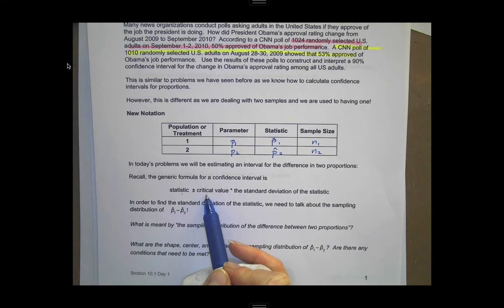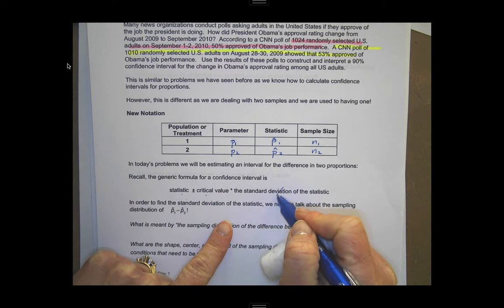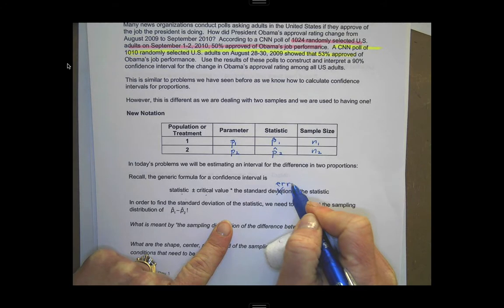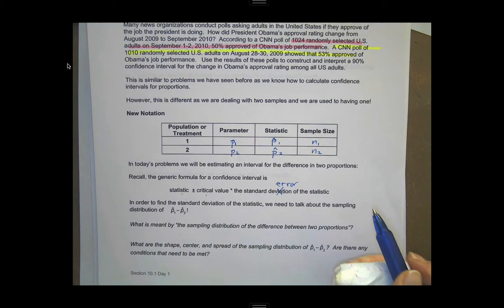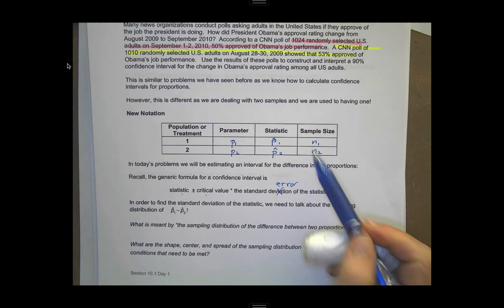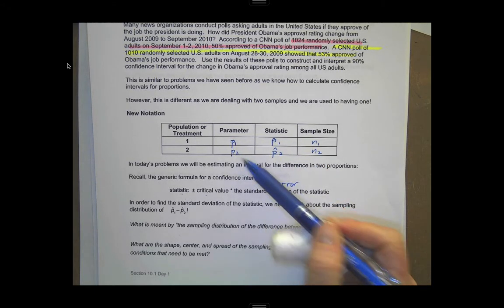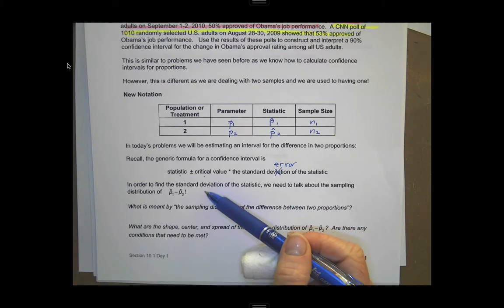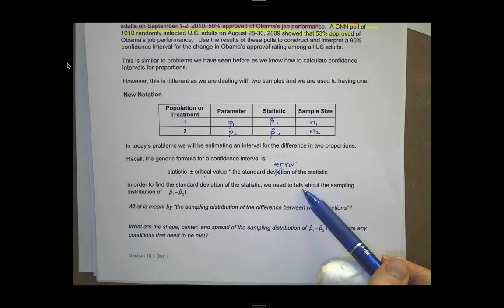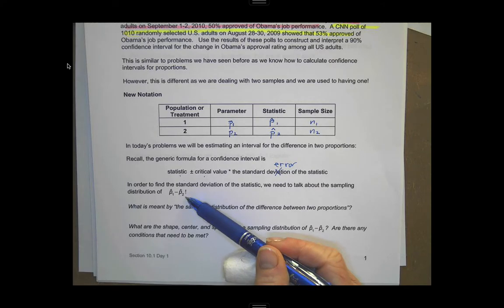Again, the general form for the confidence interval is: statistic plus or minus the critical value times the standard deviation of the statistic. It will be the standard error today, because since I'm doing the confidence interval, I have to plug in the sample proportion because I won't know this one here. In order to find the standard deviation of the statistic, we have to talk about the sampling distribution of P hat 1 minus P hat 2.